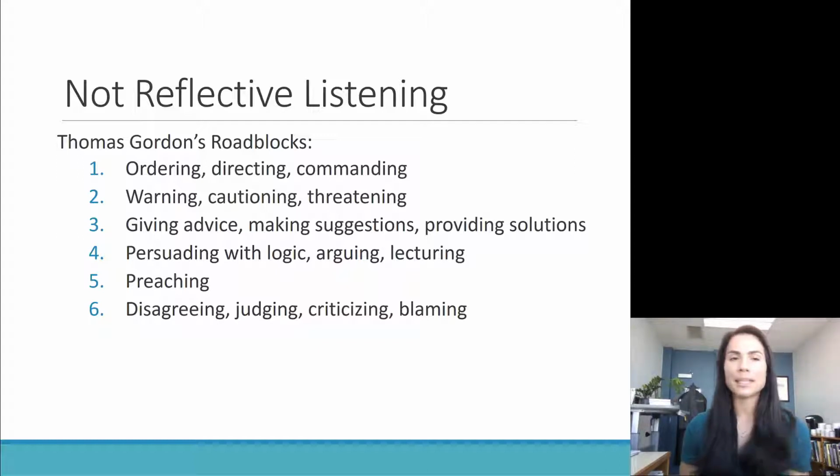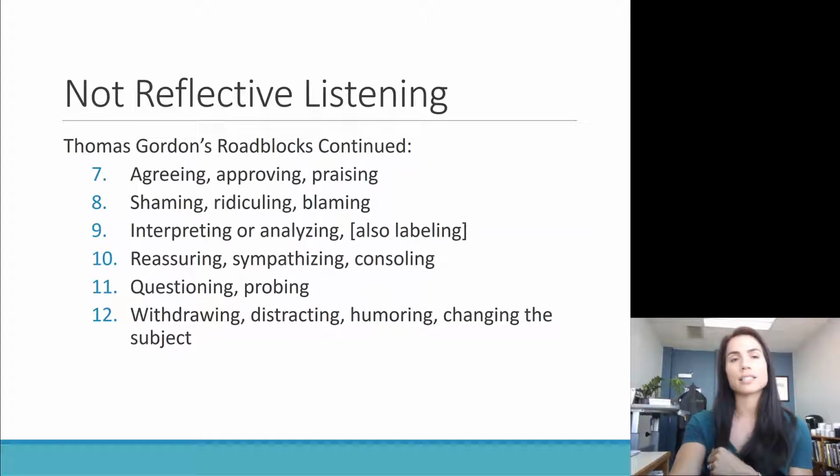Here are some things that are not reflective listening. Ordering, directing, commanding them, warning them, cautioning them. Well, if you don't do this, you're going to be at a higher risk, right? Giving advice that's not invited or that they want. Persuading them, lecturing them, preaching, judging, criticizing. These are all kind of negative, right? Negative things that we don't want to have in communicating with our clients.